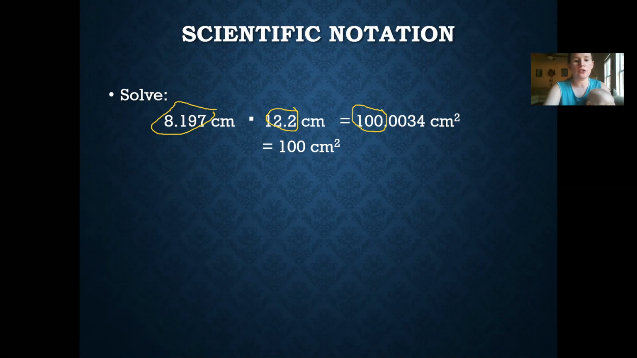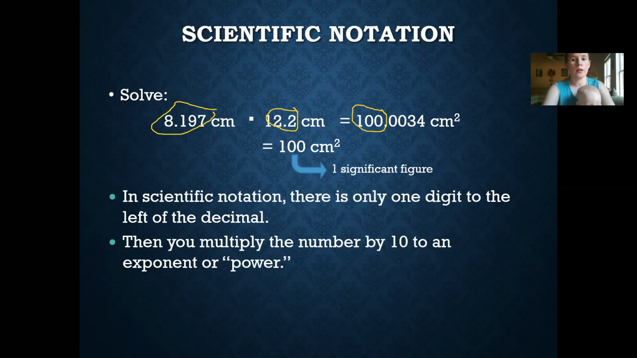In scientific notation, you only write 1 digit to the left of the decimal. So remember that we need 3 significant figures for the answer to our math problem. So in this case, we would write 1.00, because that way you only have 1 digit to the left of the decimal, but you also have 3 significant figures because any zeros that are at the end of a number and to the right of the decimal are significant.